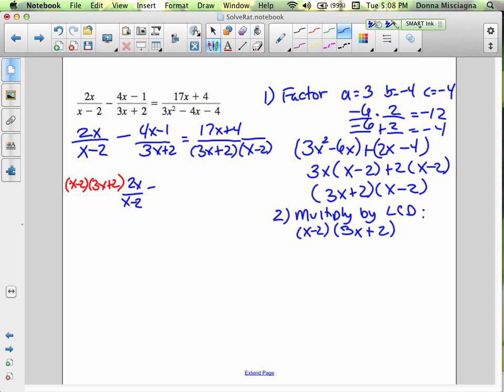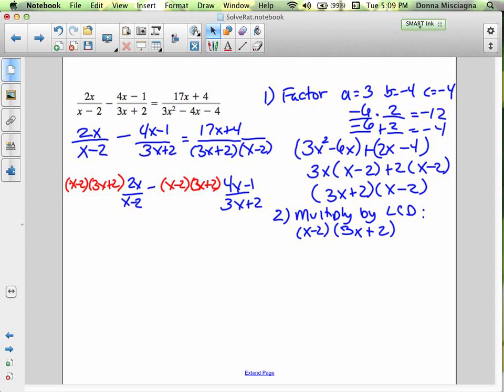And the next one needs a x minus 2 times 3x plus 2. Ooh, I don't know if I can fit everybody in here. I think I need to scroll down just a little bit. I'm out of space. Just going to move this down just a little bit.